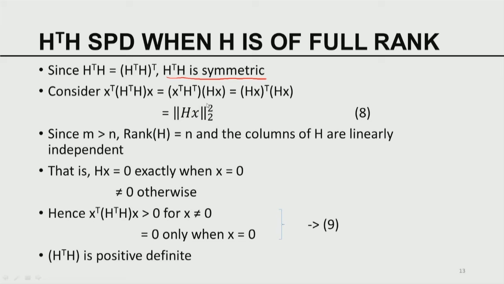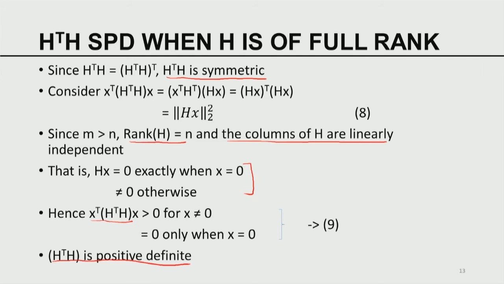So when m is greater than n, the rank of h is n, and the columns of h are linearly independent. Therefore, h x is 0 exactly when x is 0. h x is not equal to 0 when x is not equal to 0. These two come from the linear independence of the columns of h. Therefore, this quadratic form is greater than 0 for all x not equal to 0, and is 0 only when x is equal to 0. This implies directly that h transpose h is not only symmetric, it is also positive definite. So this quadratic function is a positive definite quadratic function.